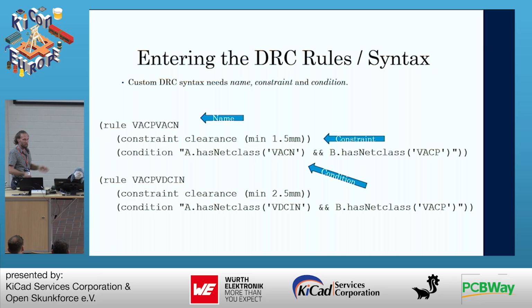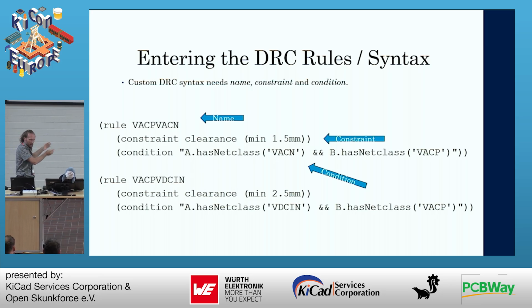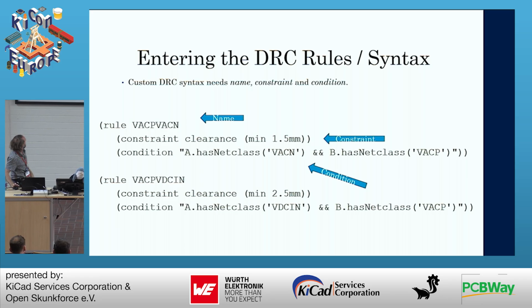We're creating a condition where one element is a member of one net class, and the other one has another net class. What type of constraint do we want? We want a clearance constraint, and we want to set the clearance to a minimum value. Minimum in this case is 1.5 millimeters. That number is taken from the spreadsheet that we created.